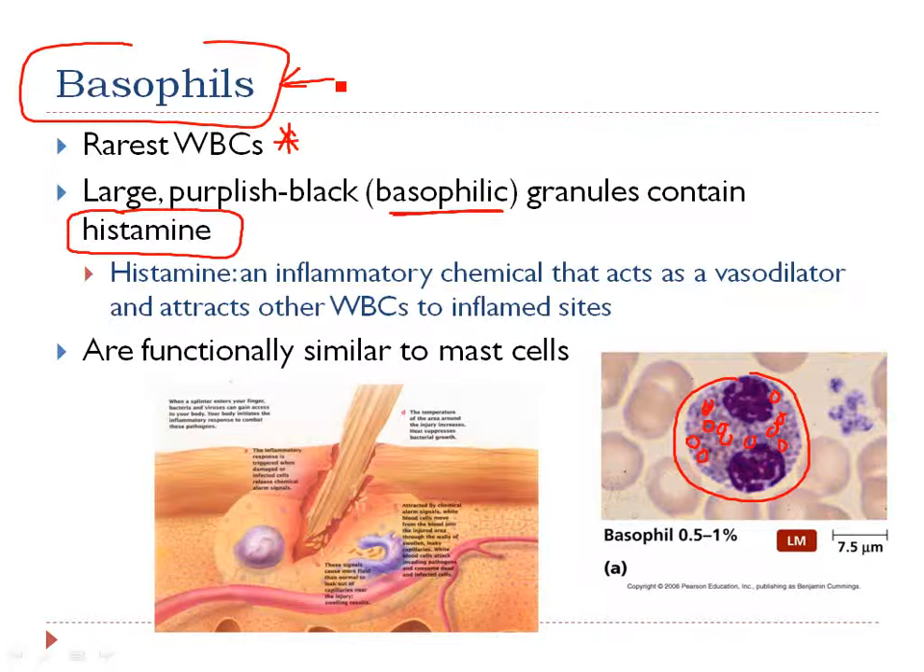Histamine is a chemical that is released when you have an injury or an infection in a particular location, and what that does is it stimulates blood vessel dilation, and it also causes those blood vessels that dilate and expand in a tissue to become leakier, so that things can exit the blood and get into a tissue where an infection is taking place.